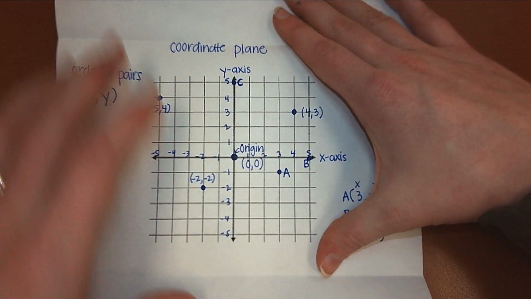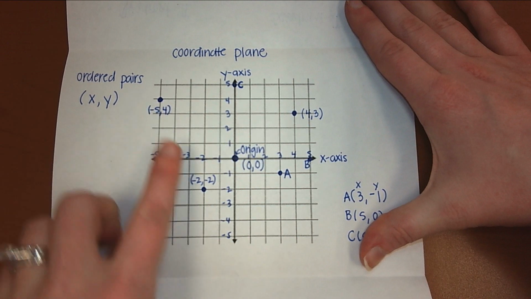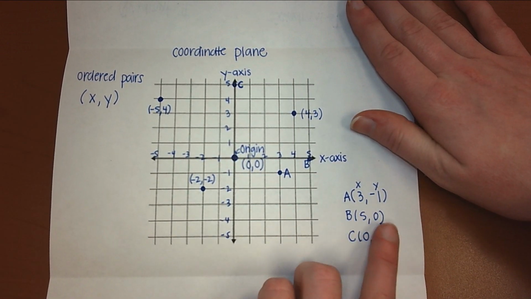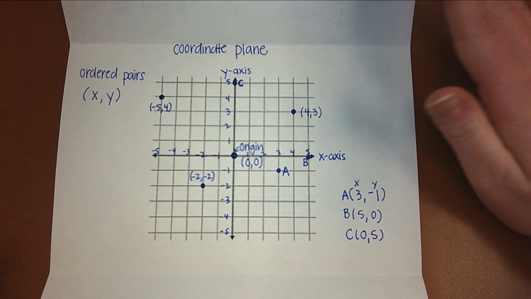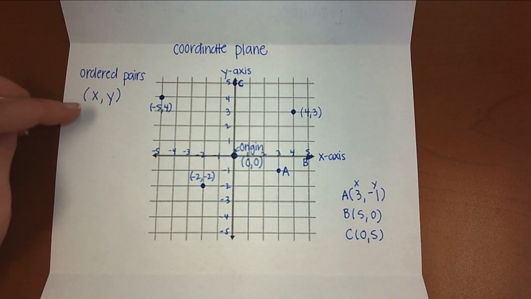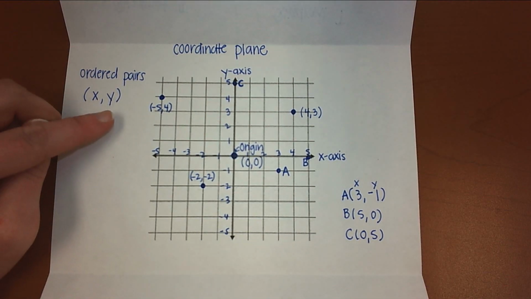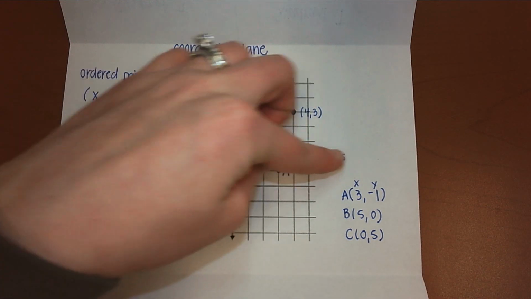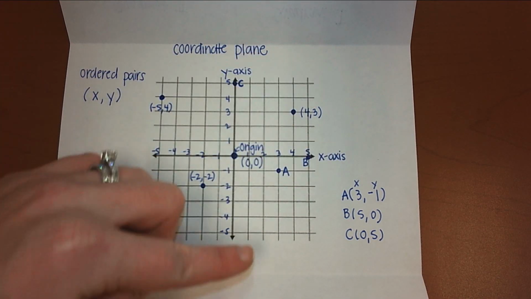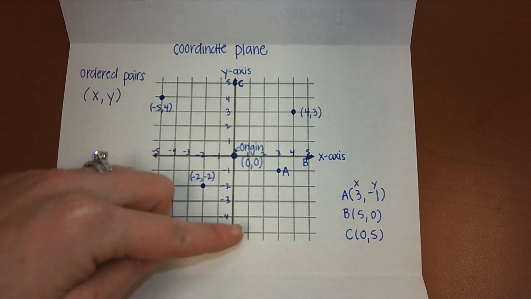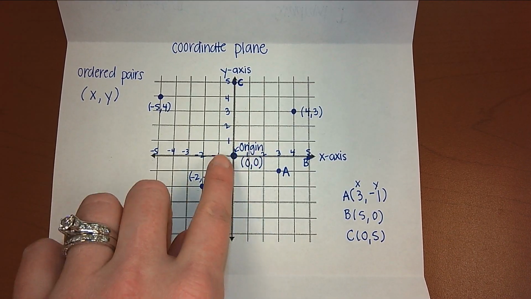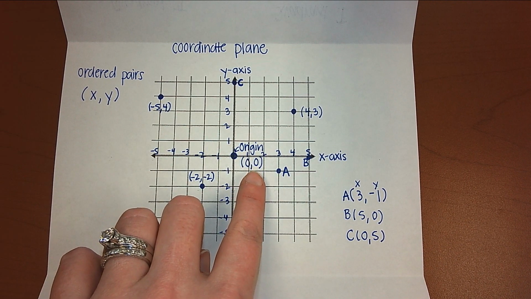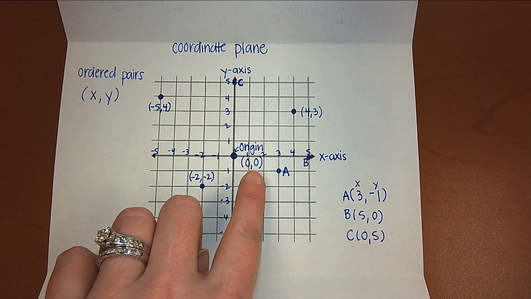We talked about labeling points with their ordered pairs. We also gave you ordered pairs and asked you to plot them on the coordinate plane. We said that ordered pairs always go in alphabetical order, x and then y. So we always go side to side on our x-axis and then go up and down on our y-axis. And again, I just want to remind you that the origin is located at the center of the coordinate plane and its ordered pair is 0, 0.